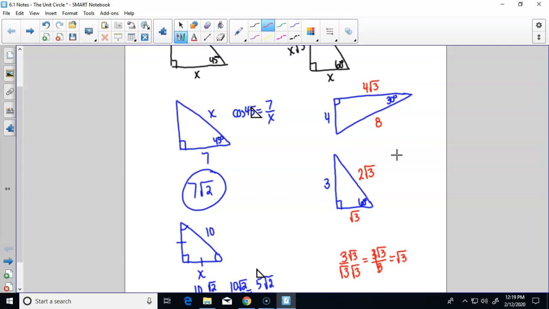So those shortcut rules for those special triangles, the 45-45-90 and the 30-60-90, can be helpful in doing this a little bit faster. These are actually kind of useful in real life as well, because a lot of things that we deal with have these sort of dimensions.